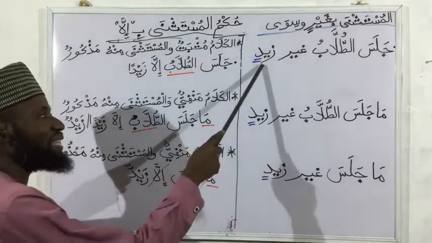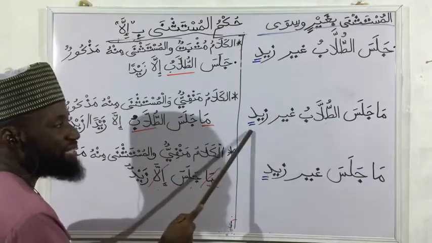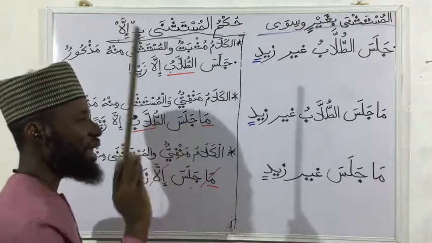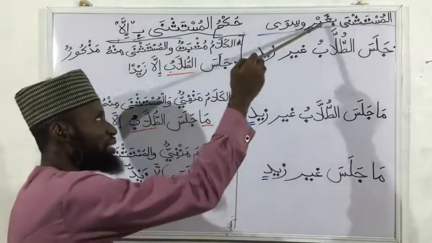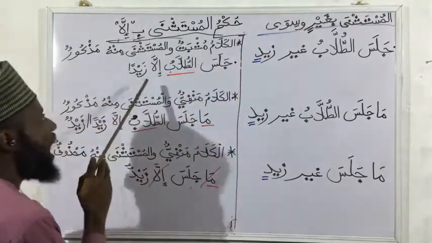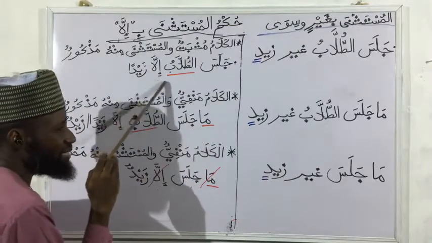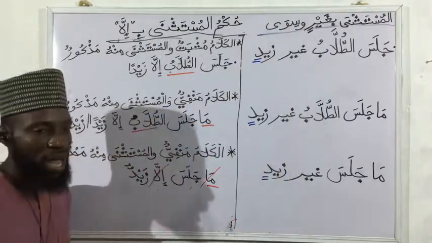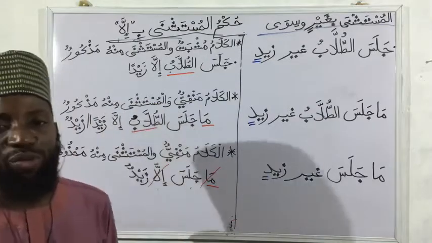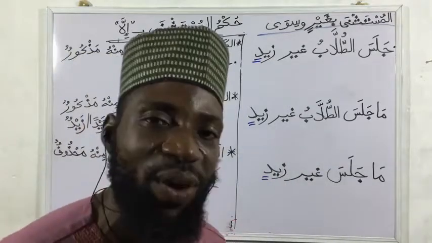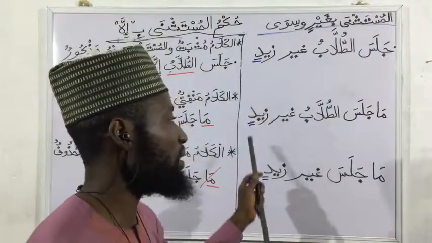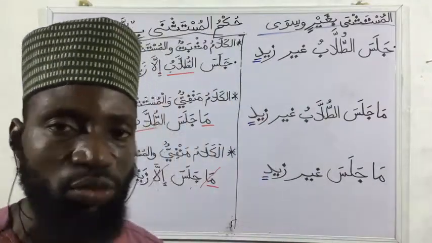So that means our mustasna is taking jarr. So the first thing we should take notice of, we can bring a rule that whenever we are using ghayru or siwa as our adatul istisna, our mustasna will take a jarr, because it will be mudaf ilayhi. So you can see it's taking a jarr. So that's the first thing we should take note of.